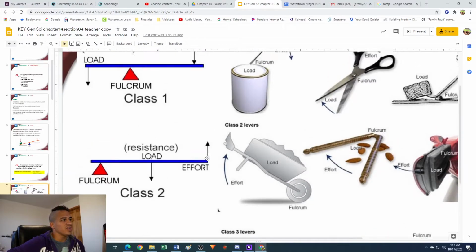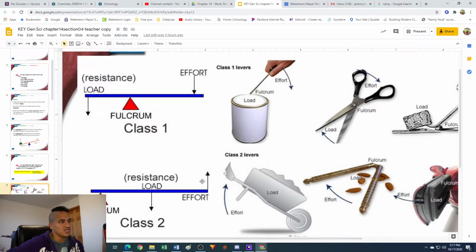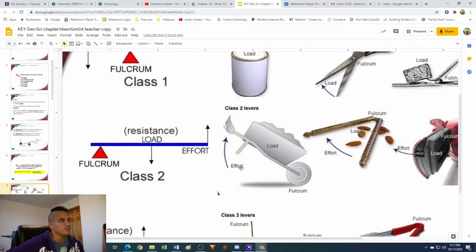So we still have our input, or where we're putting an effort, on the end, but the fulcrum, instead of being in the middle, is now on the other end, and the thing we're lifting is in the middle. So a primary example of a second class lever is going to be a wheelbarrow, where we are lifting from the end. The heavy thing that we're lifting is in the middle, and where we're pivoting from is the wheel, okay, which is located, of course, on the other end.